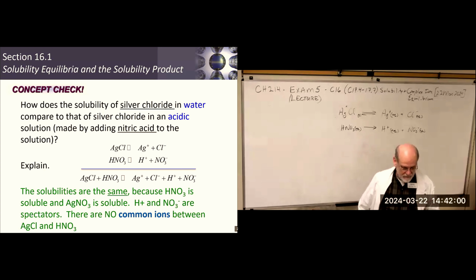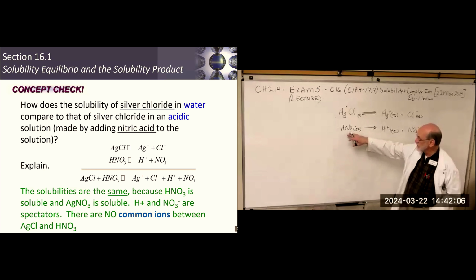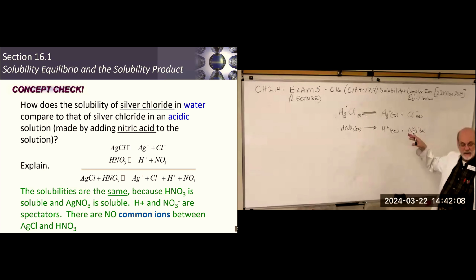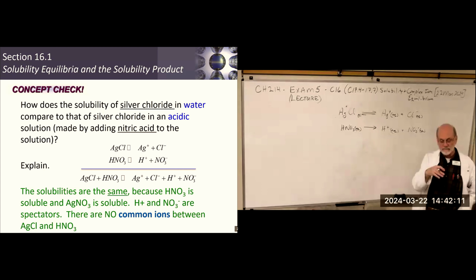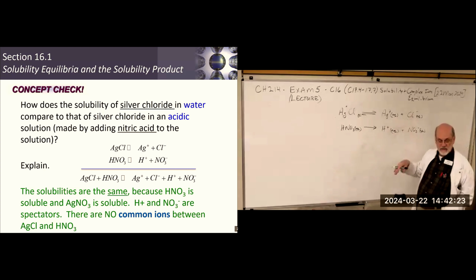Okay. There are no common ions. So what we're saying is, if this reaction had a common ion, and we looked at that with our Le Chatelier's lab, the common ion effect is how we coupled reactions together. There's no coupling here because there's no chloride here and there's no silver here. And these don't react with any of those products.